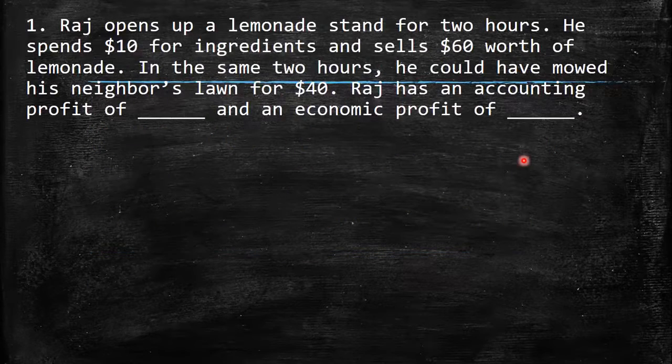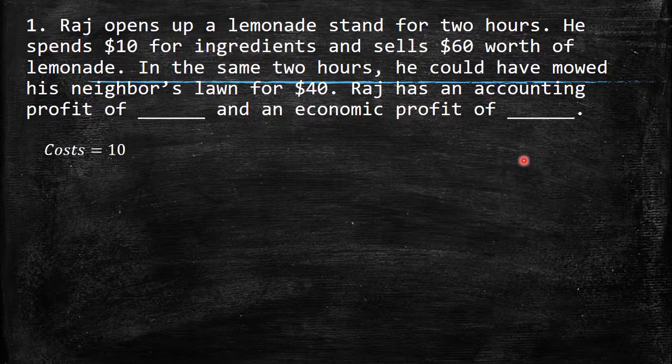So here, the first question says, Rak opens up a lemonade stand for 2 hours. He spends $10 for ingredients. So we can say that the cost of this person is about $10. So remember, all the ingredients cost this value. Then he sells $60 worth of lemonade. So this is going to be the total revenue for this guy.